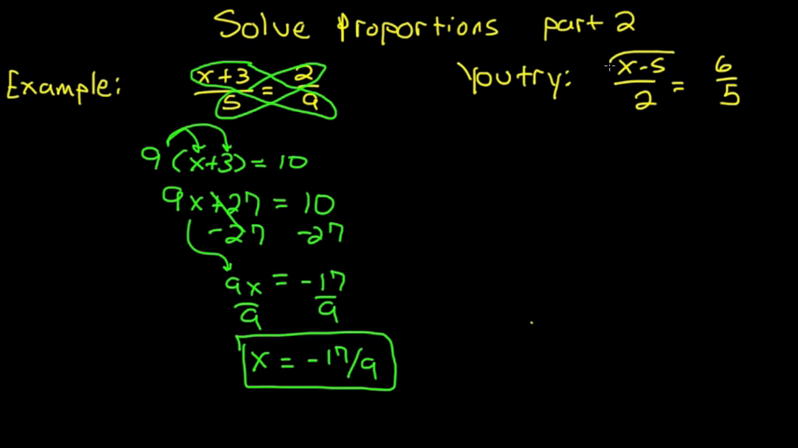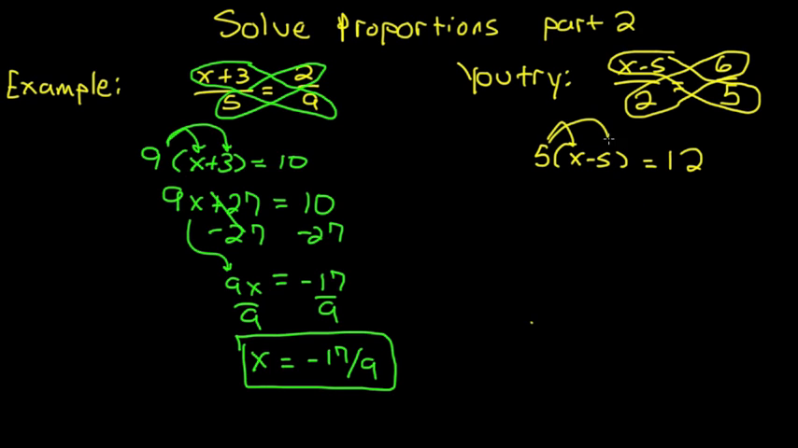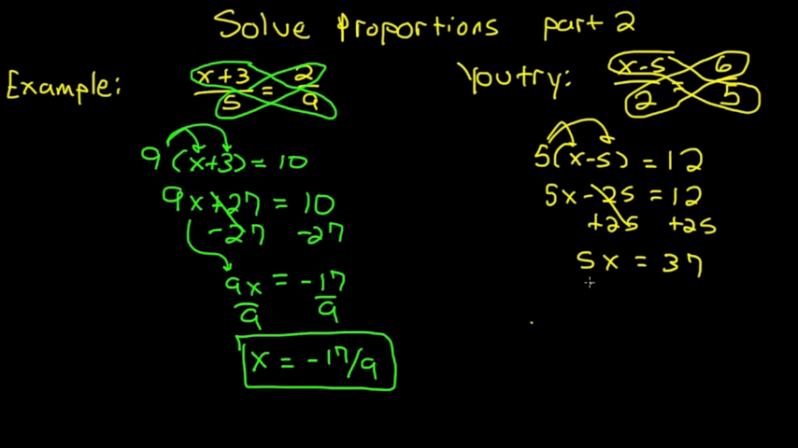So for this one, you multiplied x minus 5 times 5, giving you 5 times the quantity x minus 5. You multiplied the 2 and the 6, giving you 12. Distribute the 5, so 5 times x is 5x. 5 times negative 5 is negative 25. Add 25 to both sides to get rid of that minus 25. And you get 5x is equal to 12 plus 25, which is 37. To get x by itself, you still divide both sides by 5, and you get x is equal to 37 over 5.